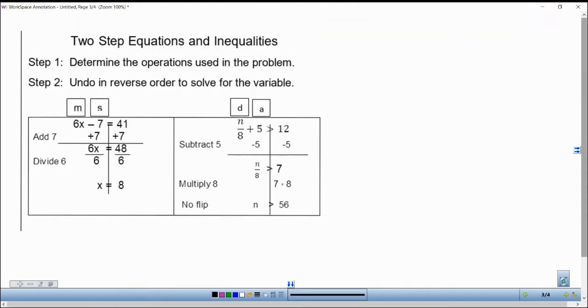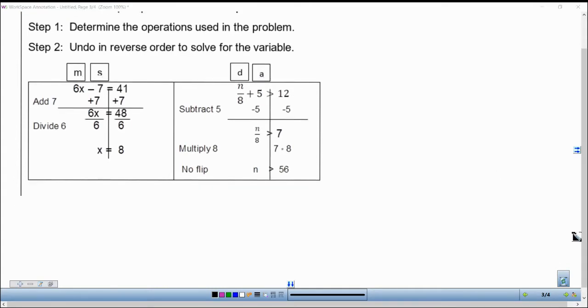On two-step equations, it's basically the exact same thing except two operations. What you want to do is determine the operations used in the problem and then undo in reverse order. I'm going to work these problems out over here, but I have them written out on your Flippable completely so that you don't have to try to make sure it fits. Okay, so I'm going to rewrite 6x minus 7 equals 41.